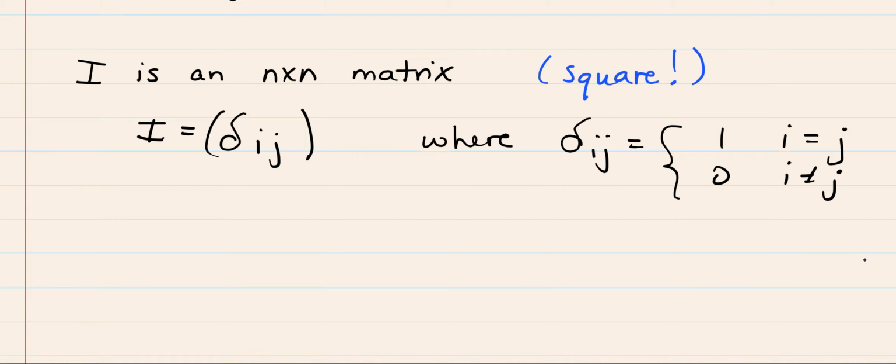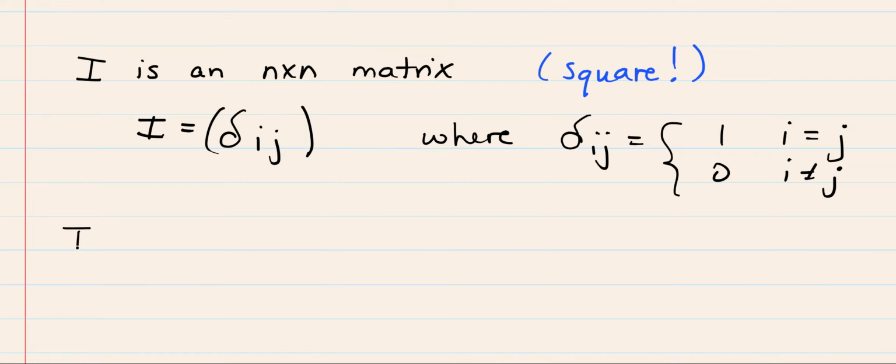So let me give you an example of what I mean. The identity matrix that's 2 by 2 is going to be 1, 0, 0, 1. You can see that this is the 1, 1 entry, and this is the 2, 2 entry. That means i is equal to j, so we put a 1 there. This is the 1, 2 entry, so 1 is not equal to 2, so I put 0. This is the 2, 1 entry, and 2 is not equal to 1, so put 0 there.